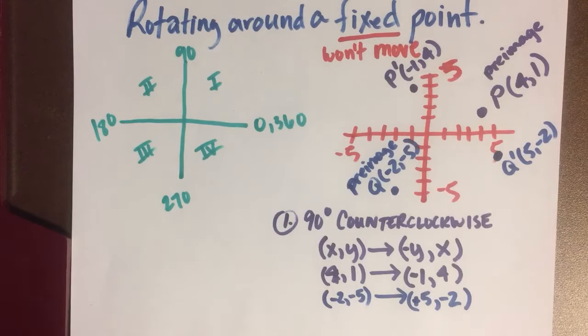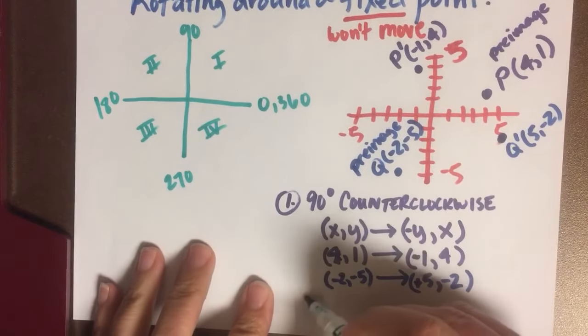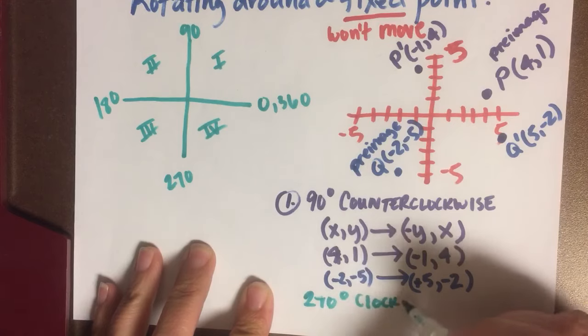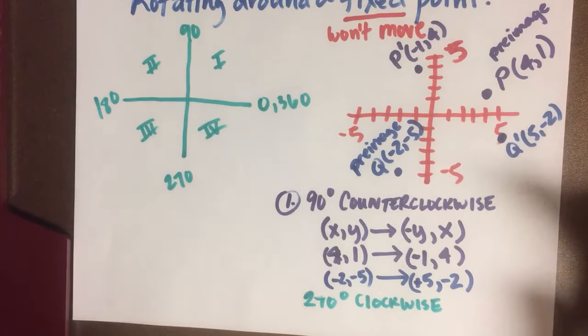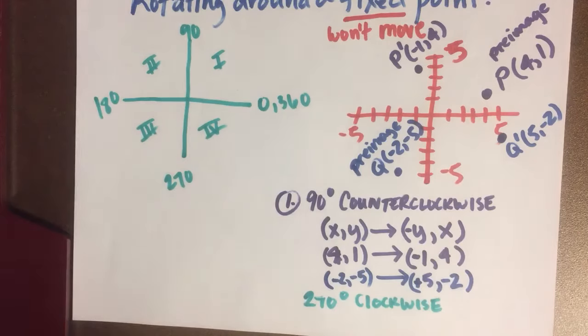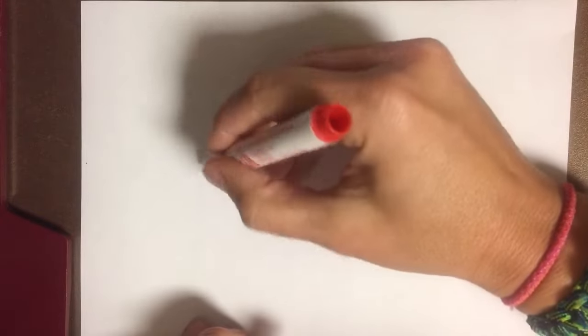Now, 90 degrees counterclockwise, it should be noted, is the same thing as going 270 degrees clockwise. So whenever we see clockwise, we'll convert it to counterclockwise. So 90 degrees clockwise would be 270 degrees counterclockwise, etc. So now let's look at if we wanted to do it 180. So I'm going to draw another grid. We're still doing rotations. So here's my grid.